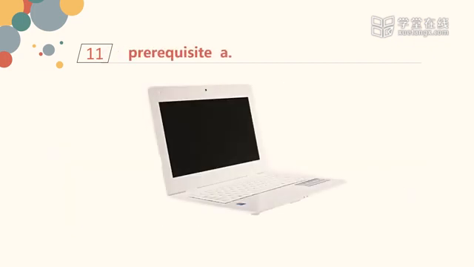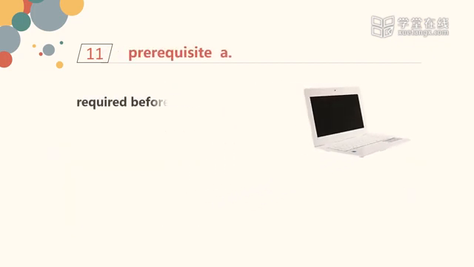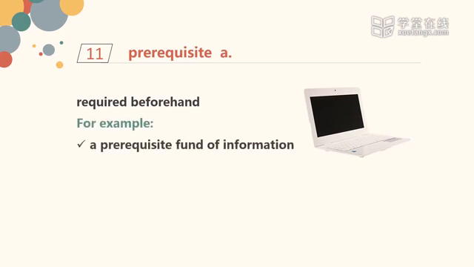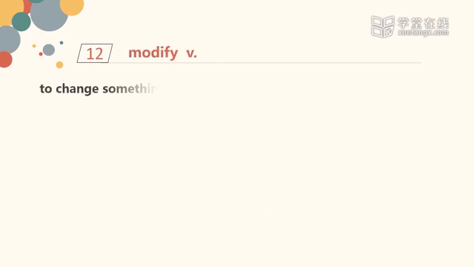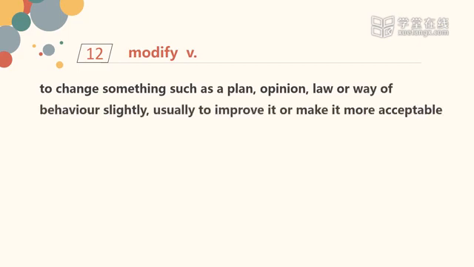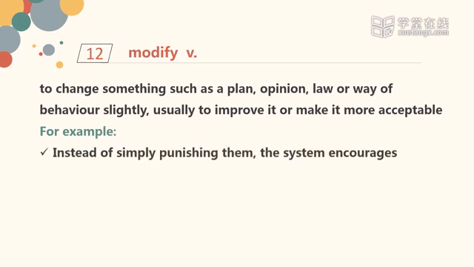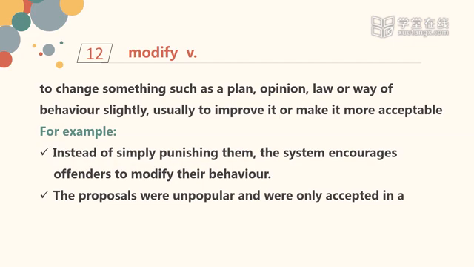Number 11. Prerequisite, required beforehand. For example, a prerequisite fund of information. Number 12. Modify, to change something such as a plan, opinion, law, or way of behavior slightly, usually to improve it or to make it more acceptable. For example, instead of simply punishing them, the system encourages offenders to modify their behavior. The proposals were unpopular and were only accepted in a modified way.